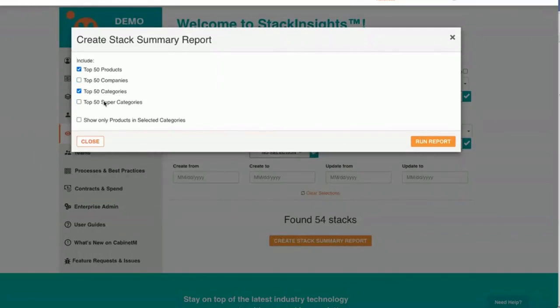As an example, we'll show you a simple one looking at the top 50 products in the top 50 categories that we see in the CabinetM dataset when HubSpot Marketing Hub is there. But this could be any product that a user wants to look at.